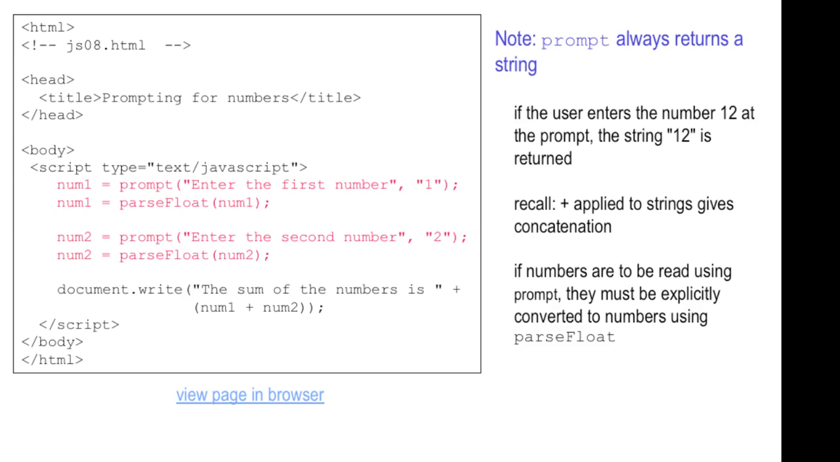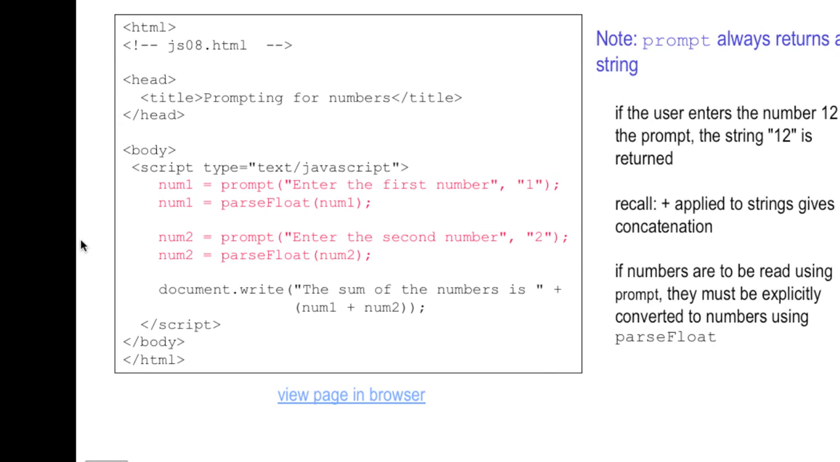If you remember that, then you know that even though the user put a number in there, I'm going to have to convert it. So if the user enters the number 12 at the prompt, then the string 12 is returned. Recall the plus applied to strings gives concatenation, as we saw before. So if numbers are to be read using a prompt, you must explicitly convert them to something else, like parseFloat, parseInt, depending upon the data type. In this particular case, we want to call them floats.